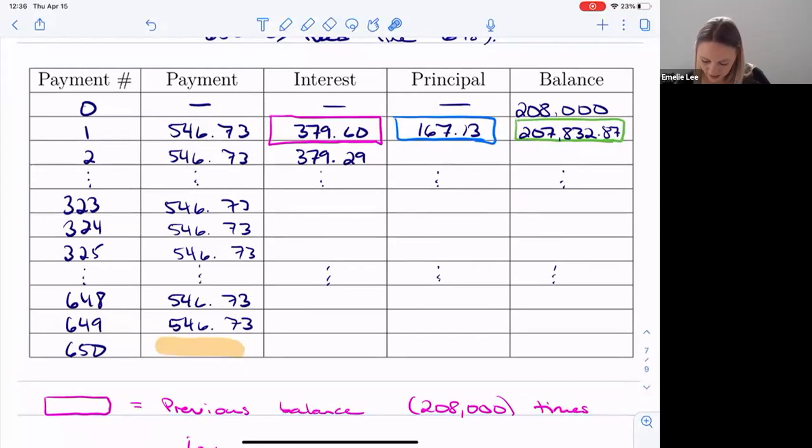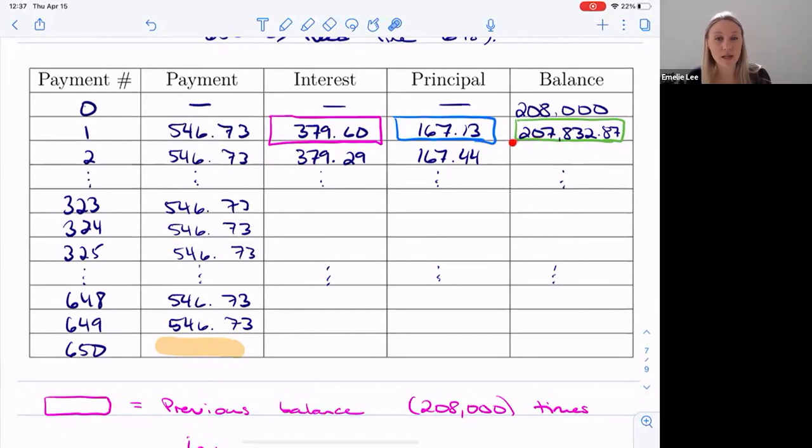So what do we get? Well, we get 546.73. We have to take away 379.29, and then that's how we get to the principal. So I'm just going to do that on the side here. 546.73 minus 379.29 is 167.44. Similar, slightly more. Good.